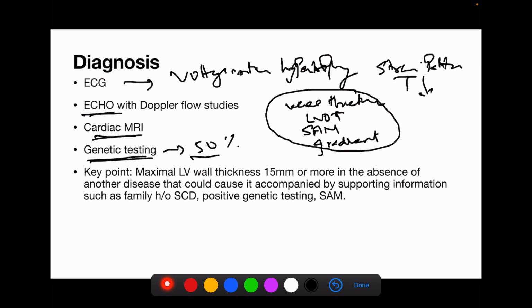And one key point to remember here is that when you're doing the echocardiography, the diagnostic criteria is that the maximum left ventricular wall thickness should be 15 millimeters or more in the absence of another disease that could cause it. There should be no other disease like long-standing hypertension or aortic stenosis that could cause it. And it has to be accompanied by supporting information like family history of sudden cardiac death, positive genetic testing, and systolic anterior motion of the anterior mitral leaflet on echo. So with these criteria, you can diagnose the patient as having hypertrophic cardiomyopathy.